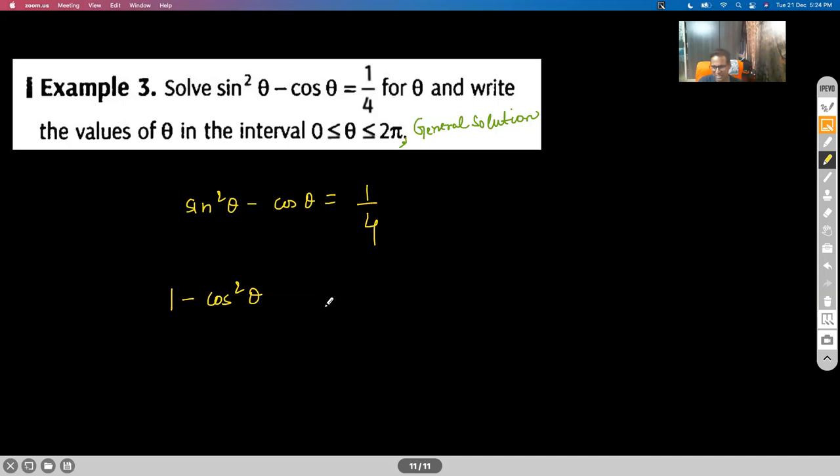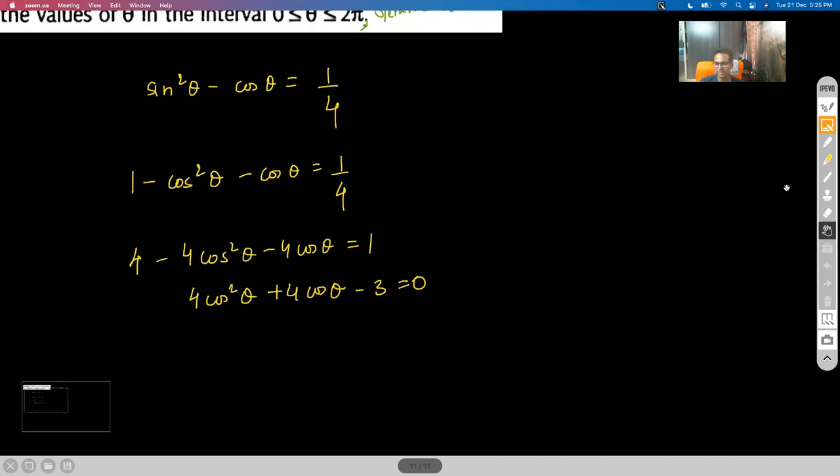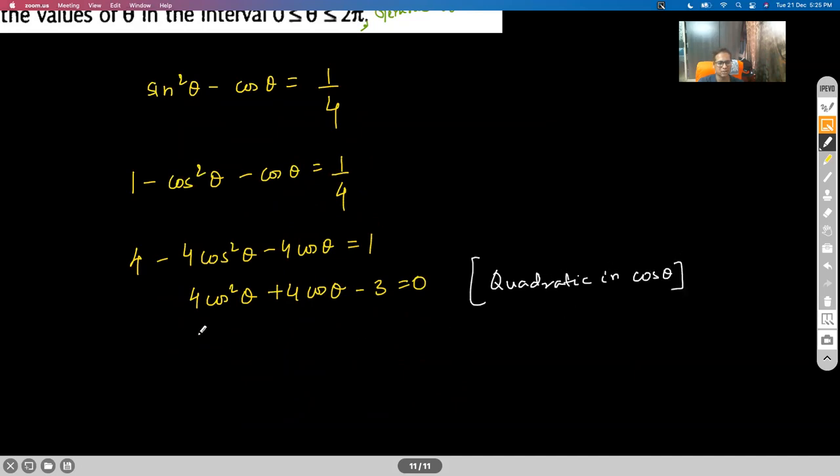Okay, Harshita, Vishal, Slok, very good. Let's discuss it out. So can I write it like this? Yes or no? Okay. So let's simplify this even further. So 4 minus 4 cos square theta minus 4 cos theta equal to 1. That means 4 cos square theta plus 4 cos theta minus 3 equal to 0. Any questions? So this is a plain and simple quadratic in terms of cos theta. Let cos theta be y. So you can just treat it like a quadratic, 4y square plus 4y minus 3 equal to 0.